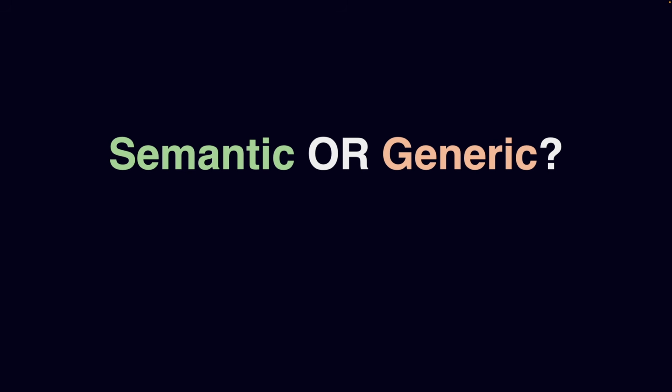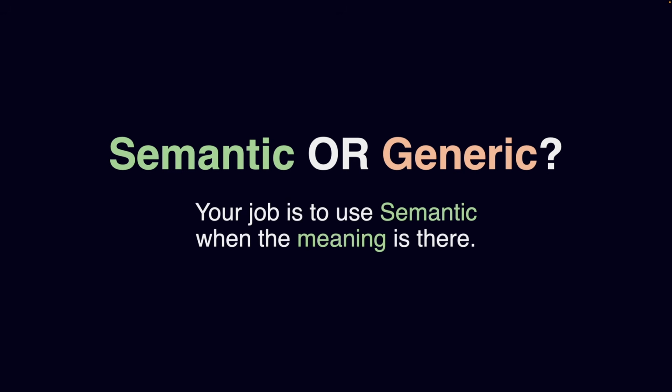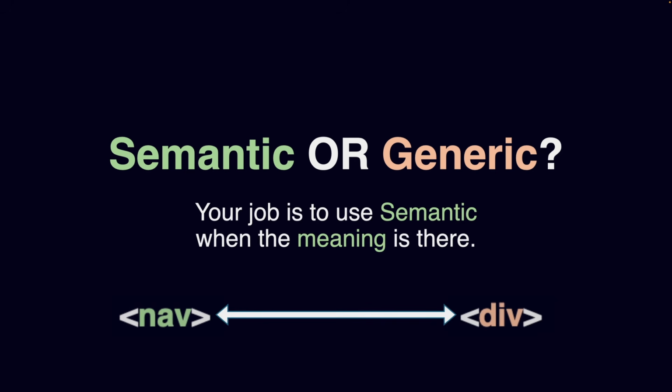So this is the question that you need to ask yourself when you're writing HTML, whether you need a semantic element or a generic element for your content. And your job is to use a semantic element when the meaning is there in the content, and use a generic element otherwise. For example, if you need to group some elements that are related to navigating to different parts of your website, then you need to use a nav element for that grouping, a semantic element. On the other hand, if that grouping doesn't have any extra meaning and it is for technical or styling reasons, then you need to use the generic grouping element, which is just a div.